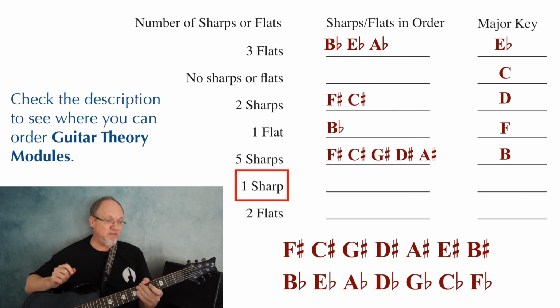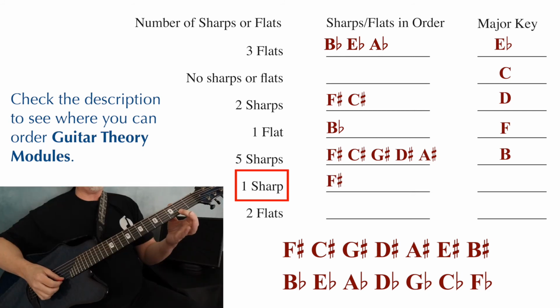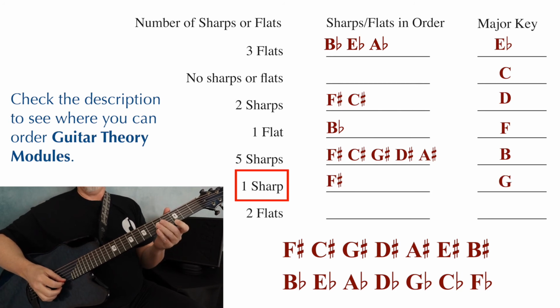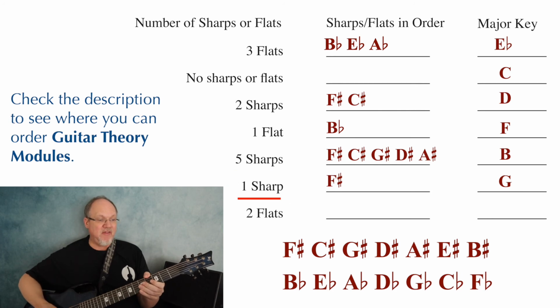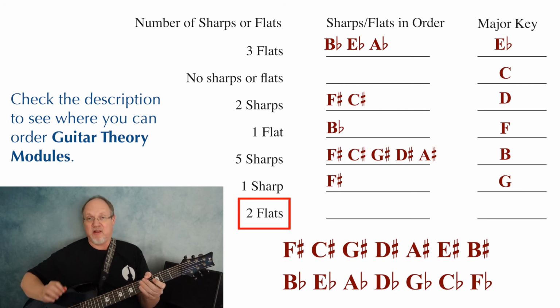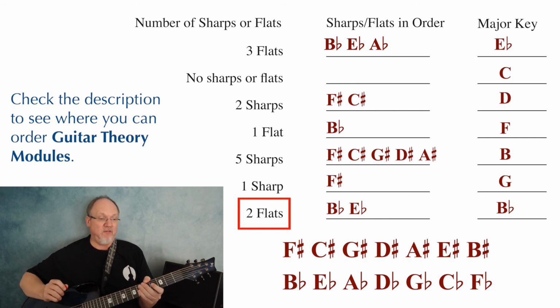Then we have 1 sharp. That'll only be an F sharp, the first sharp in the row. You take that 1 sharp, the F sharp, raise it a 1/2 step. You're on a G. That puts us in the key of G major for 1 sharp. And then 2 flats. It's always going to be the first 2 flats in the row, B flat and E flat. And then our second to last flat in the row is the name of the key. You don't need to raise or lower it. So if it's got 2 flats, you're going to be in the key of B flat major.